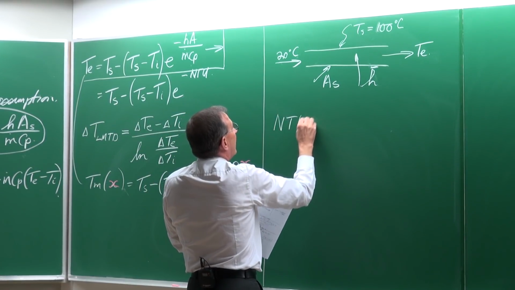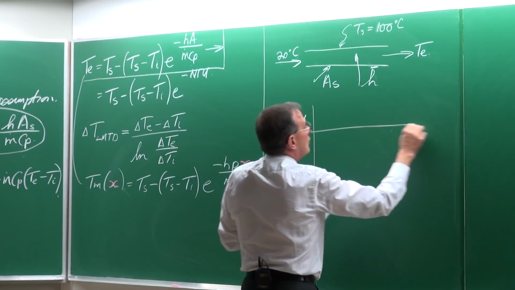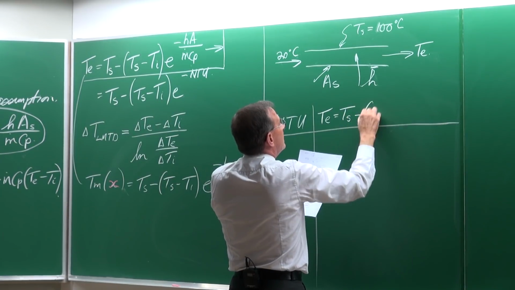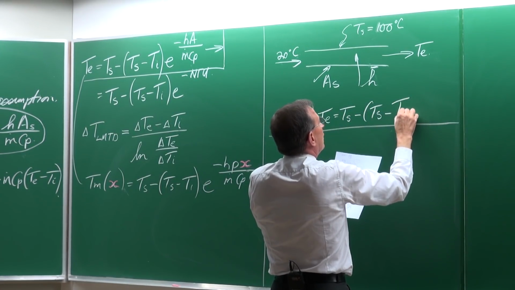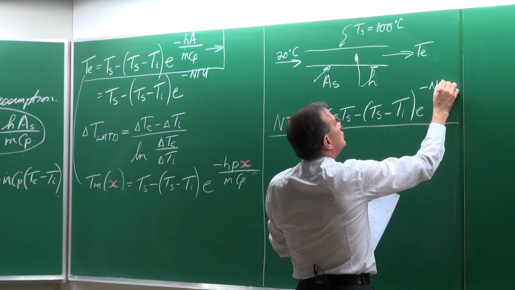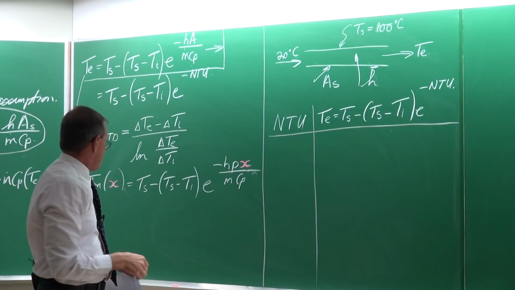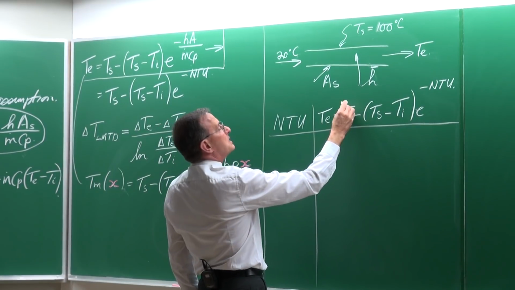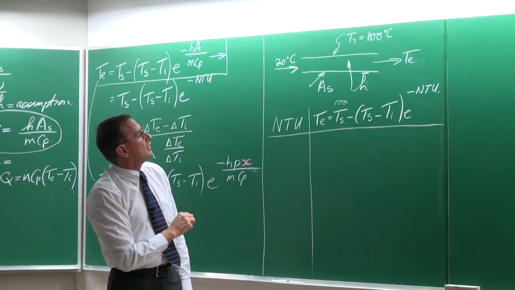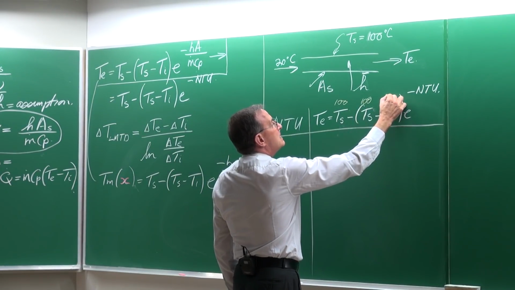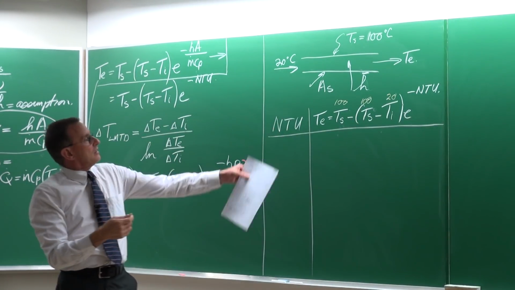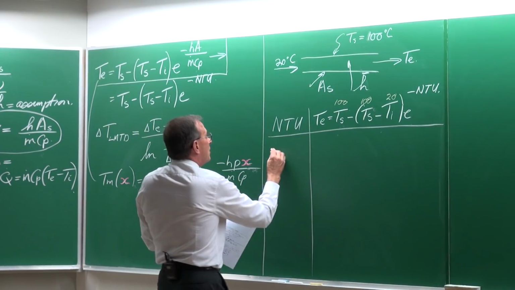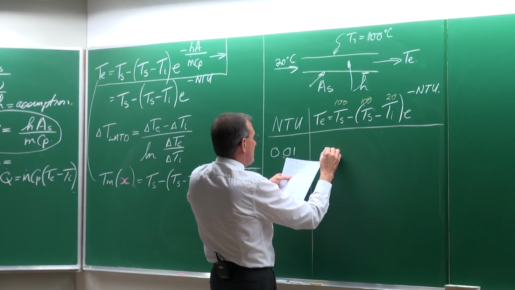If we now look at different values of NTU for calculating the outlet temperature, which is equal to Ts minus (Ts minus Ti) e to the minus NTU, it's very simple to see that the surface temperature is 100, again 100, and the inlet temperature is 20. So we can now, for different values of NTU, go and determine the outlet temperature.